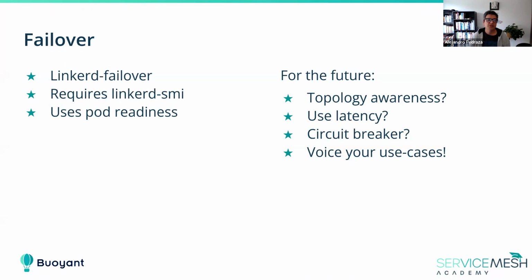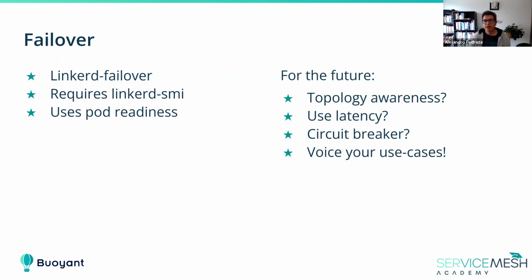This is a first approach to failover. It uses the simplest possible way of doing this. The criteria for failing over from one primary service to a list of secondary services is the pod readiness of those secondary services. So it's very simple. As I said, this is a first step of this problem. There are many ways we can improve.